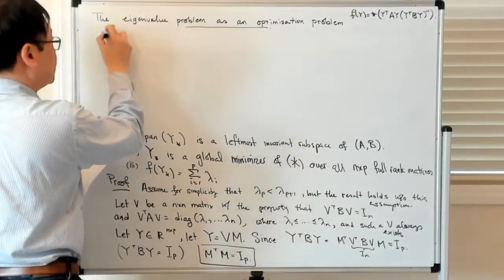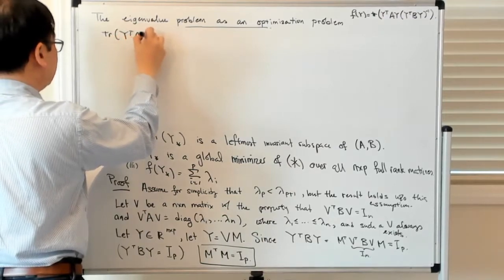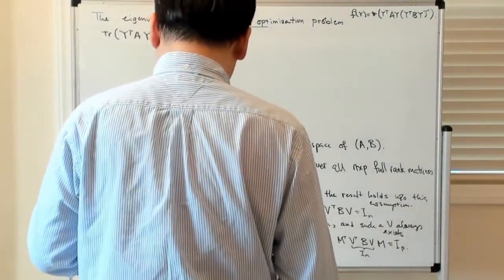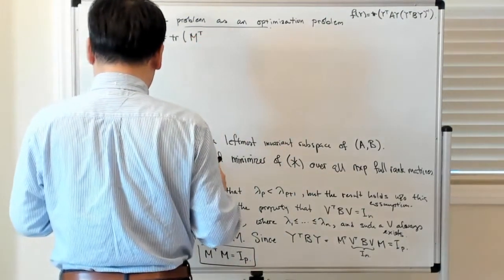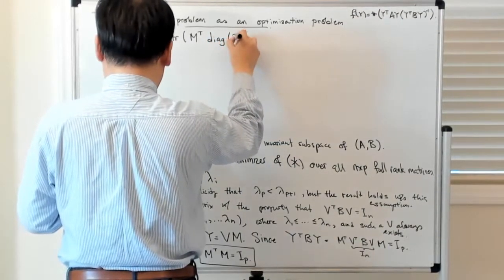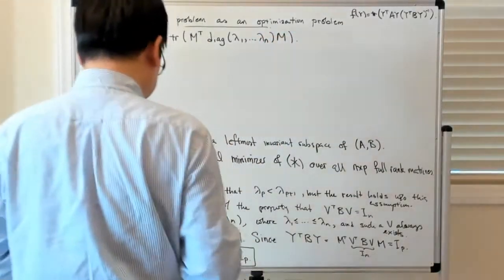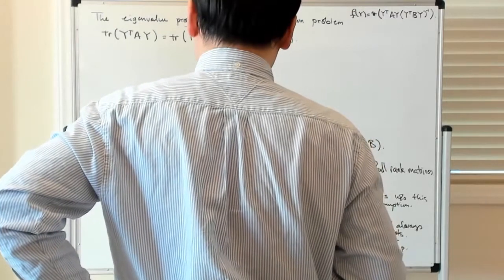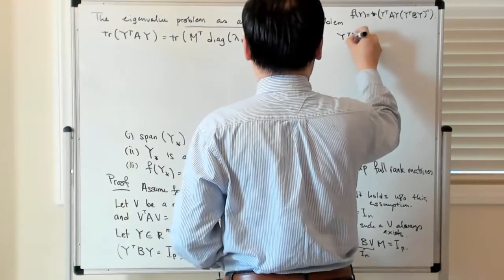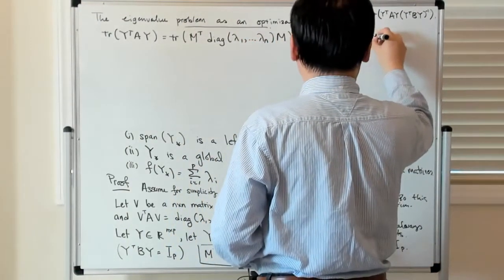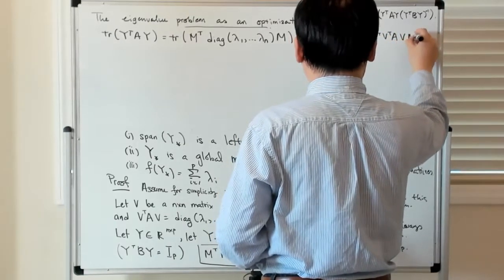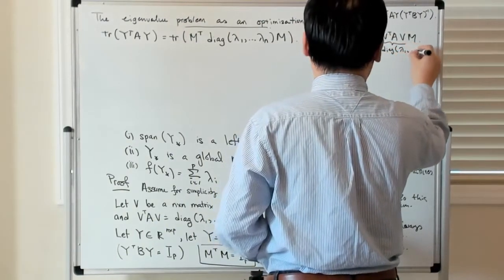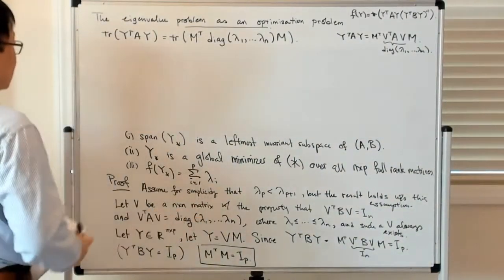So, okay, the trace of Y transpose A Y equals the trace of M transpose times the diagonal lambda 1 to lambda n, times M. Right, this just comes from the fact that Y transpose A Y is equal to M transpose V transpose A V M, and then this is just the diagonal lambda 1 to lambda n. Okay, so that's just a calculation coming from the substitutions.